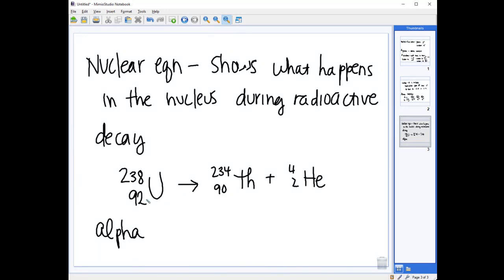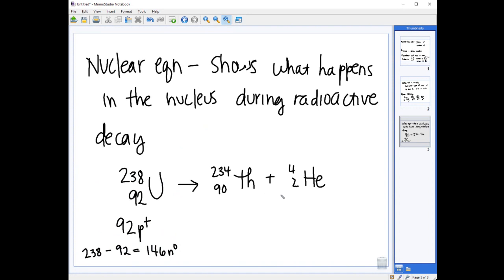So over on our left side, what we're starting with is uranium-238. So on this side, we have 92 protons because uranium is element 92, and we have a mass number of 238. To get our number of neutrons, we say 238 minus 92, and 238 minus 92 is 146. So we have 146 neutrons on the left side of the equation.